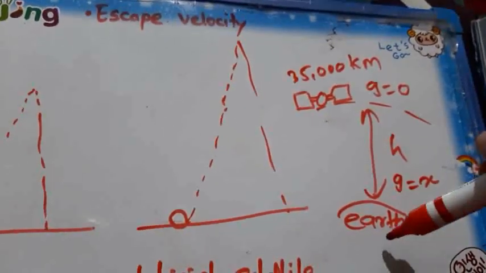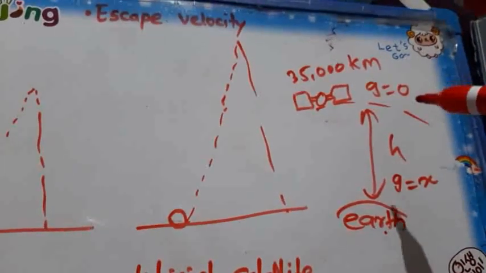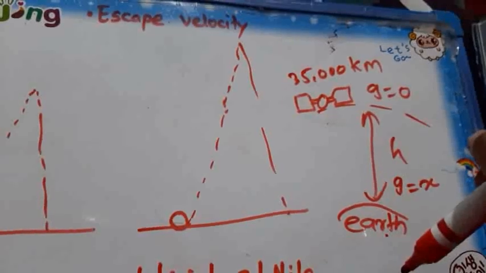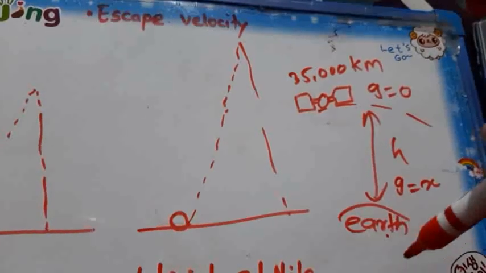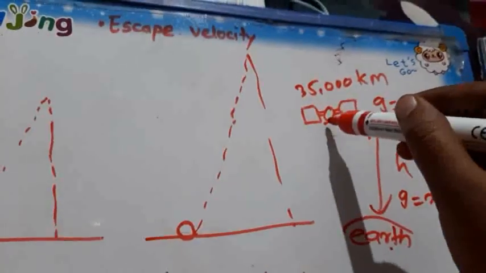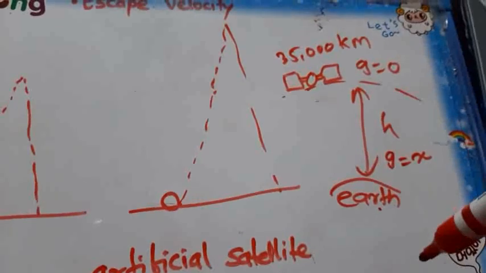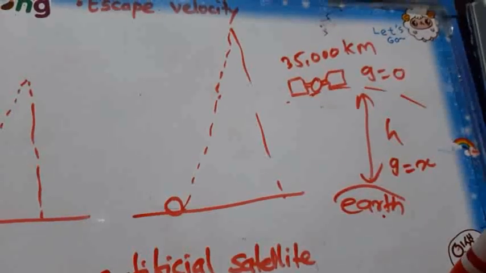Why are those satellites not coming down towards the earth? Because we know that earth is applying gravitational force on every object, so that satellite should come down towards the earth again. But it is not happening. Those satellites are revolving in particular circular orbits around the earth. They are not coming down. What is the reason behind that?